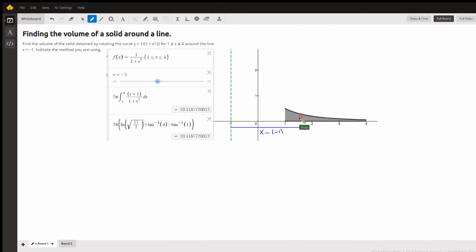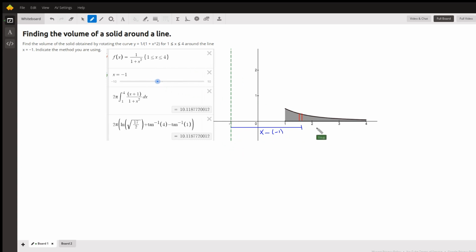Okay, we want to find the volume of the solid when this gray region is revolved about the line x equals negative 1. And we will use the shell method. This curve right here is the graph of 1 over 1 plus x squared, shown from 1 to 4. Here's the axis of revolution.